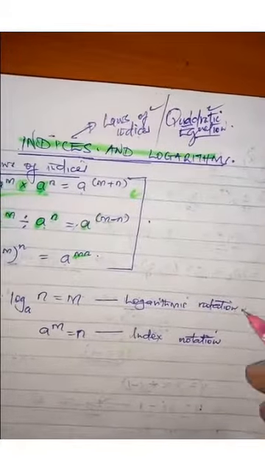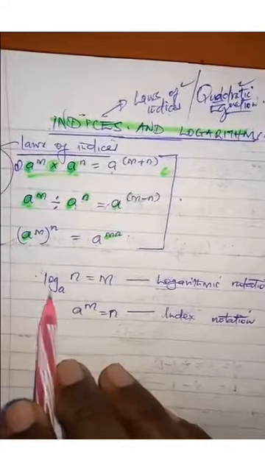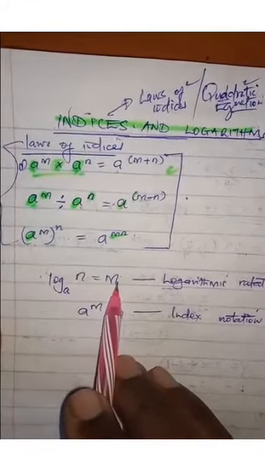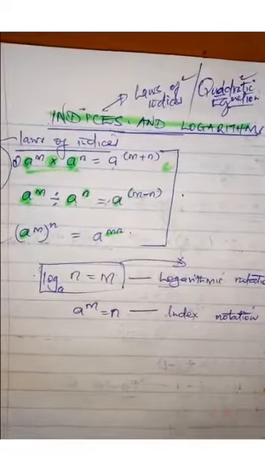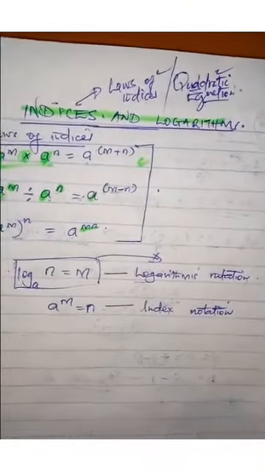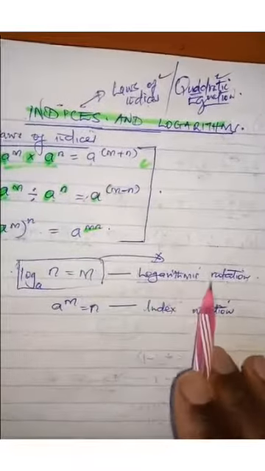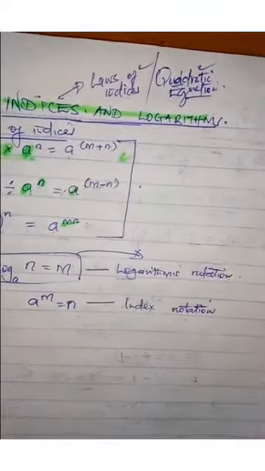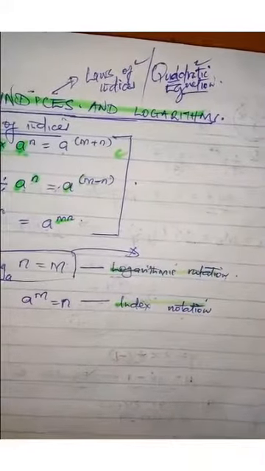a summary of the logarithms. So if you have an expression that is log a of n is equal to m, that expression is what we call logarithmic notation. So at times you'll find a question that needs you to change from logarithmic notation to index notation, or index notation to logarithmic notation. We are going to see more about that in the next lesson.